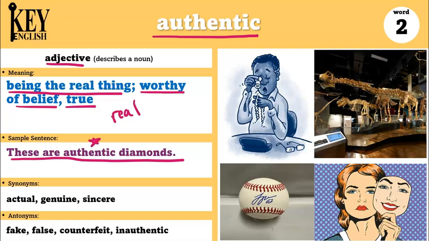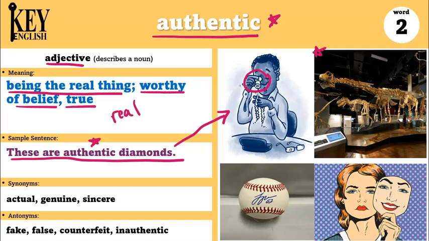They're authentic. So sometimes people will take their diamonds or other jewelry to a jewelry shop, and the owner of the shop has a special tool where he can look at the diamonds or look at the gold, and he can tell if they are authentic, if they are real.